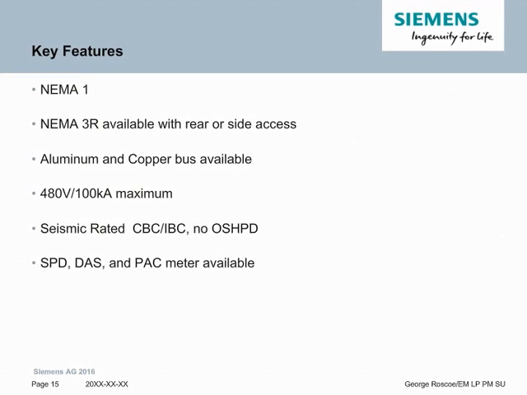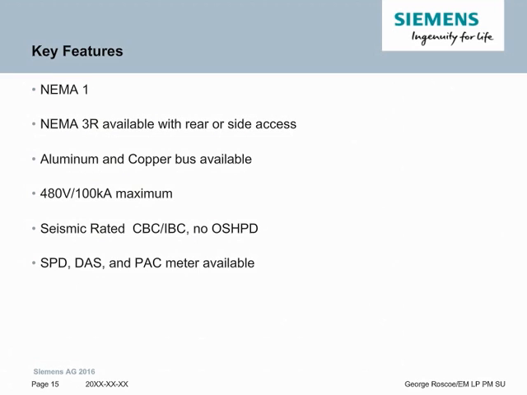In summary, a lot of the great key features of the Skinny Main are the same as its original counterpart. It's available in NEMA 1. NEMA 3R is available with rear or side access during installation. Copper and aluminum bus are available. It can go up to 100 kA maximum. It's seismic rated CBC IBC. There is no OSHPOT certification for this design.